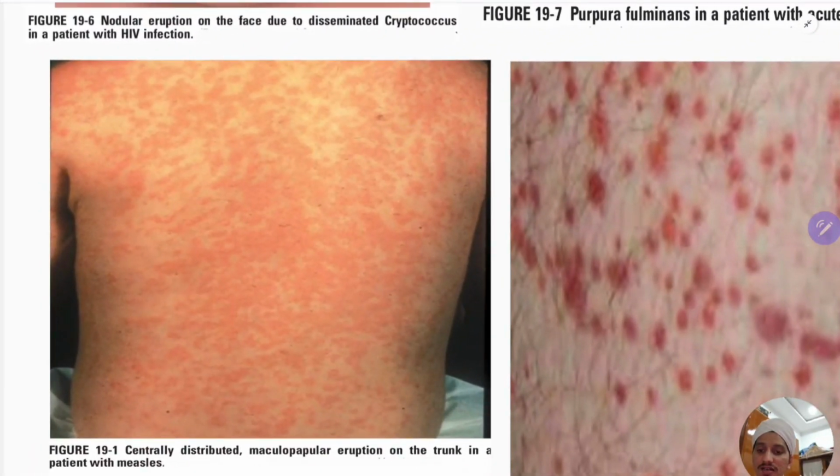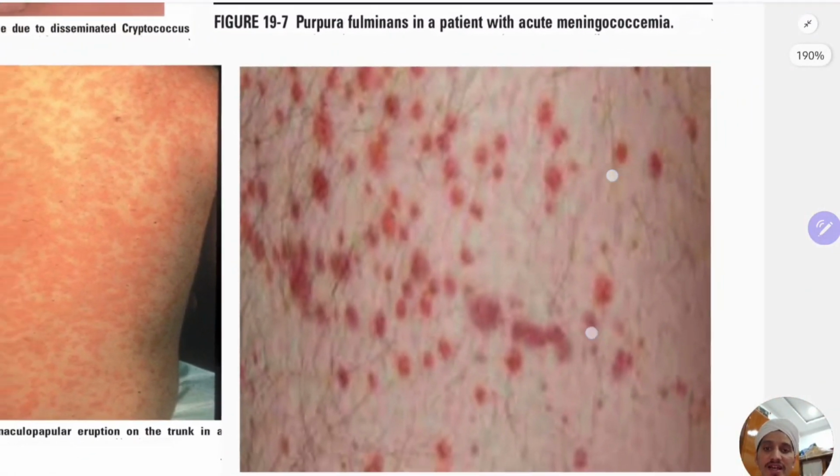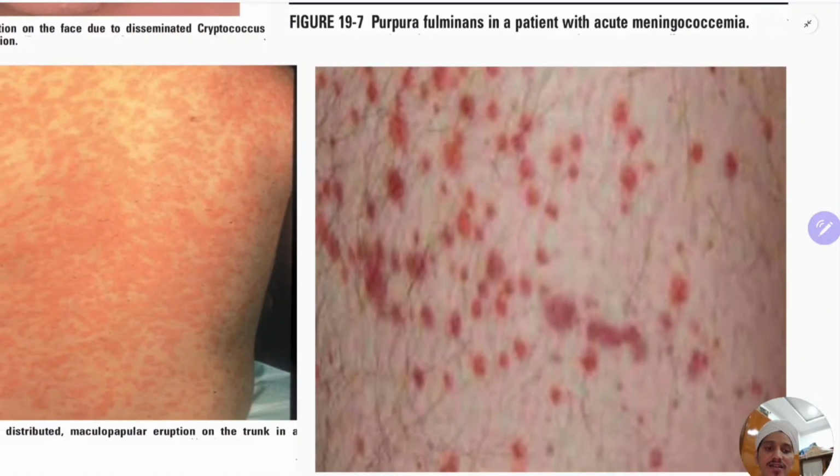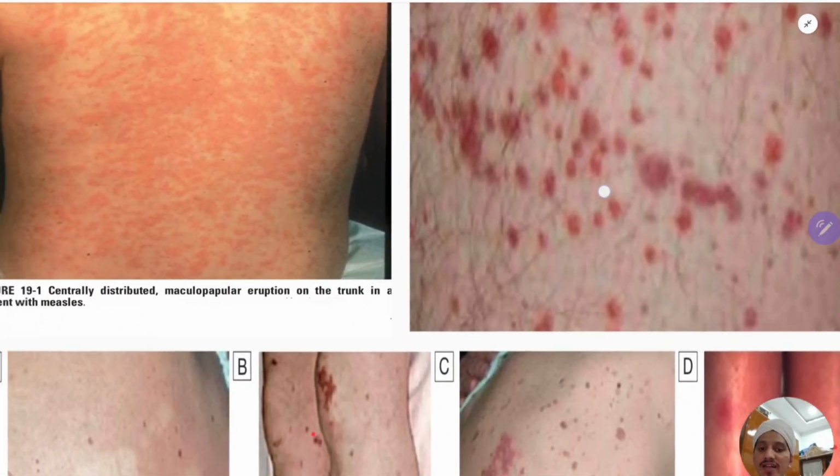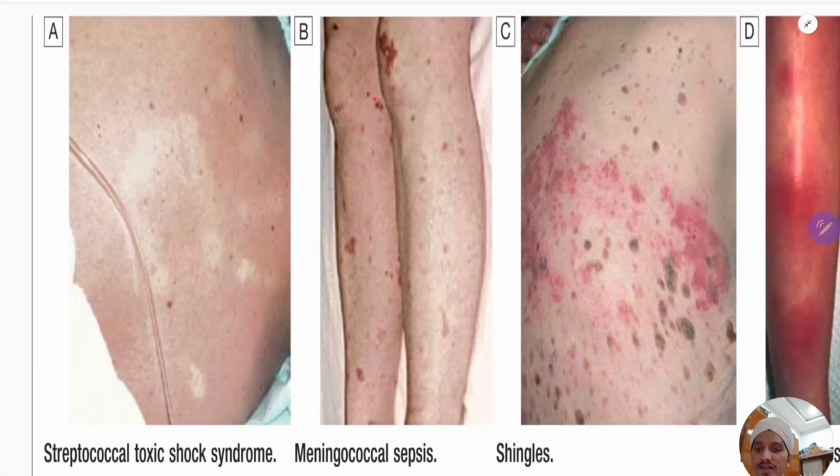And this you can see, this is a maculopapular rash involving the trunk, centrally distributed. So this is a case of measles. And here you can see a petechial rash. Either this can be vasculitis or it can be meningococcemia. Again, you can see here there is erythema, and that erythema is blanching. You can see the hands blanching erythema. So this is a picture of streptococcal shock syndrome. Again, here you can see vasculitic petechial rash. So this is a feature of meningococcal sepsis.